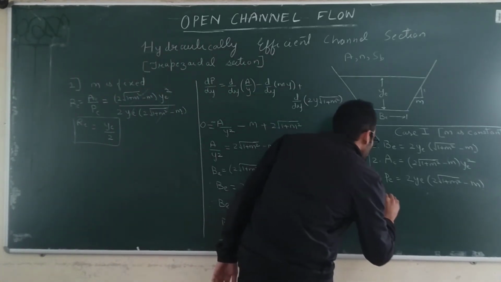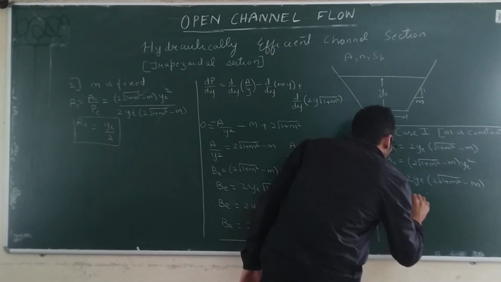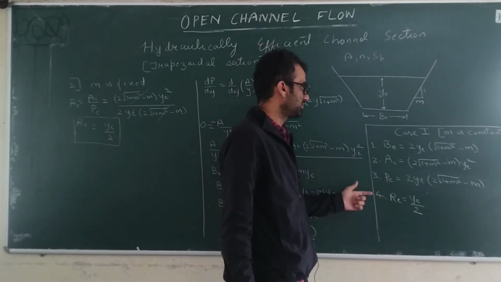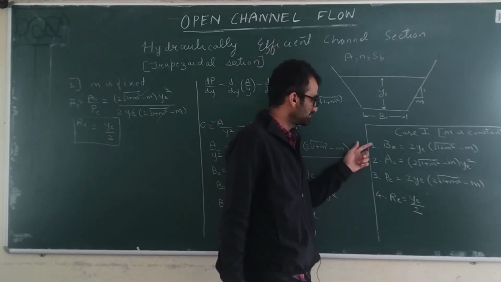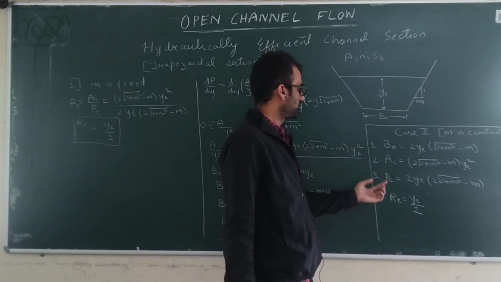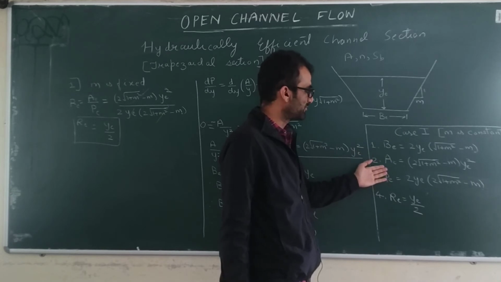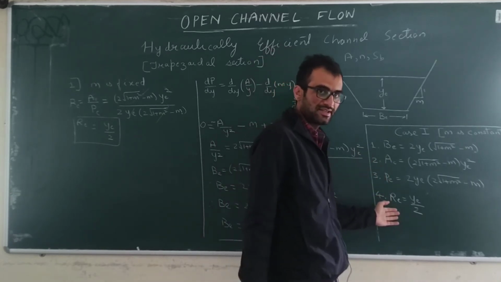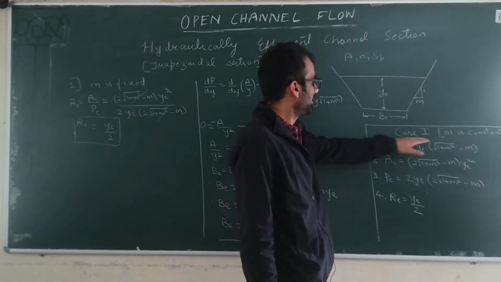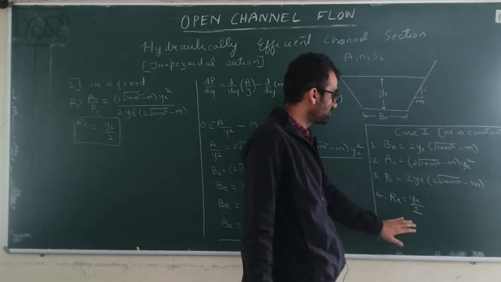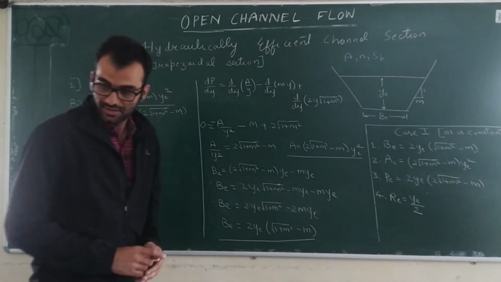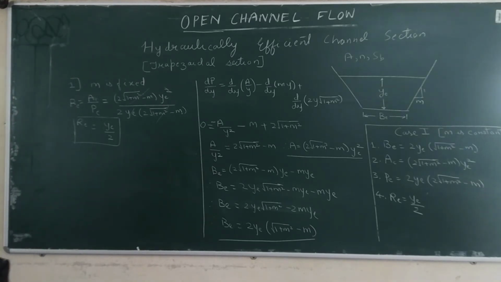Just note down these equations here. Again Re equal to ye by 2. These are all the equations that you should remember. If you get a problem where you want to find the base width, flow area, or hydraulic radius for a hydraulically efficient trapezoidal section where m is constant, m is given to you, then you use these formulas. We have to remember these formulas. Now we will derive for the second case.